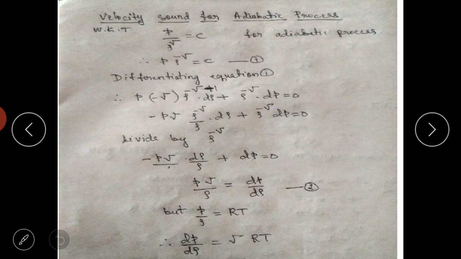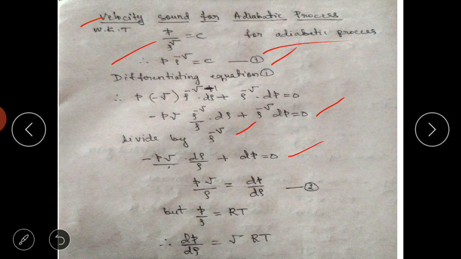Next we have the adiabatic process. The velocity of sound expression for the adiabatic process. So we first consider the adiabatic process, that is p by rho raised to gamma is equal to constant, or p v raised to gamma is equal to constant. Here we are considering the modified equation, p by rho raised to gamma is equal to constant, that is p rho raised to minus gamma is equal to constant. Then differentiating, once you differentiate, you will get this equation, divide it by rho raised to minus 1. Earlier we divided it by rho raised to minus 1.